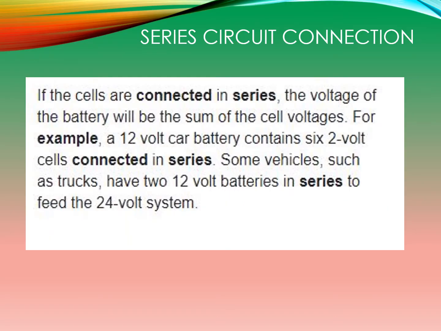You have to take note that if the cells are connected in series, the voltage of the battery will be the sum of all the cell voltages. For example, a 12-volt car battery contains six 2-volt cells connected in series. Some vehicles, such as trucks, have two 12-volt batteries in series to feed the 24-volt system.